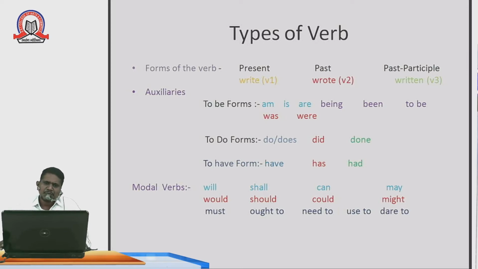Now see here, you must know these seven to be forms. Afterward there are the to do forms. How many are these?